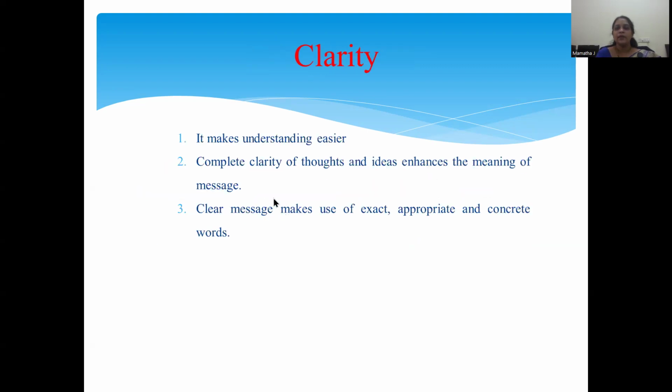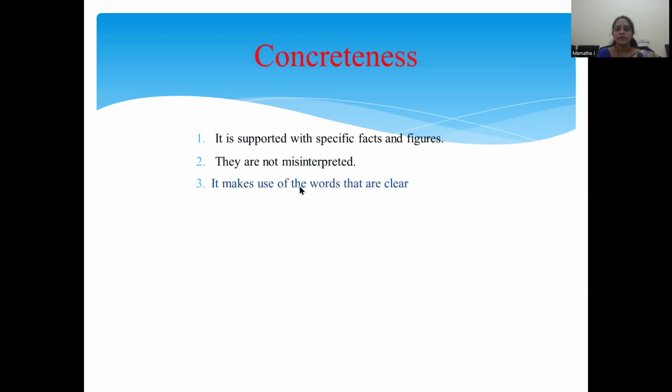or sentences can be used. The next C is clarity. Since the receiver has to understand the message, whatever message is sent by the sender has to be very clear. Clarity of thoughts and ideas enhances the meaning of the message. So make use of exact, appropriate, and concrete words so that the receiver understands the message.